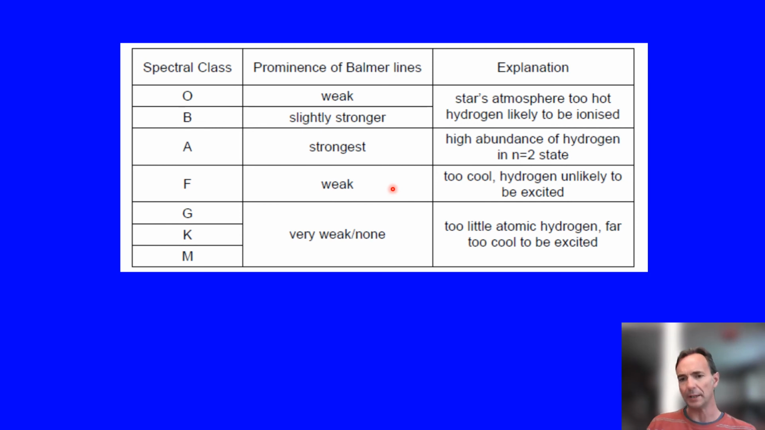In other words, the high abundance of hydrogen in the n equals 2 state. F is weak, again, because it's too cool. They're not getting to the n equals 2. They're still in n equals 1. And then G, K, and M, there's hardly any, because there's not enough atomic hydrogen to be able to get to the n equals 2. They're all staying at ground state. So there you go. O weak, B slightly stronger, A is the strongest. A class at hydrogen Balmer lines. That's how some of my students have remembered it. It's the peak of it, in the middle. And I think that's why the examiners pick Balmer lines, because it's nicely in the middle.